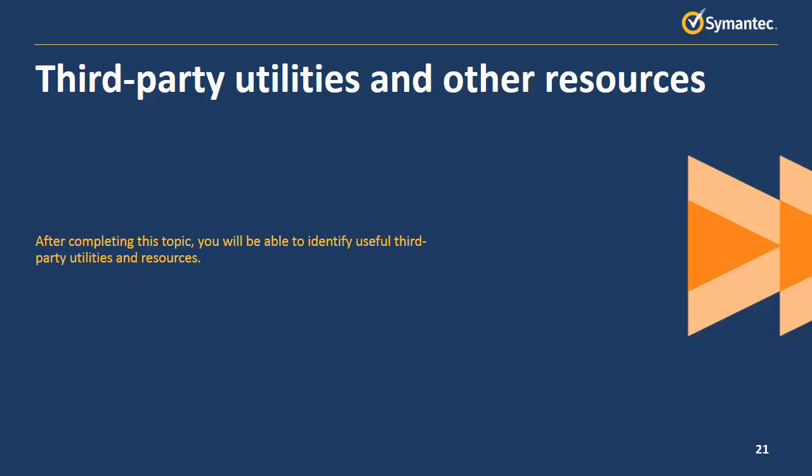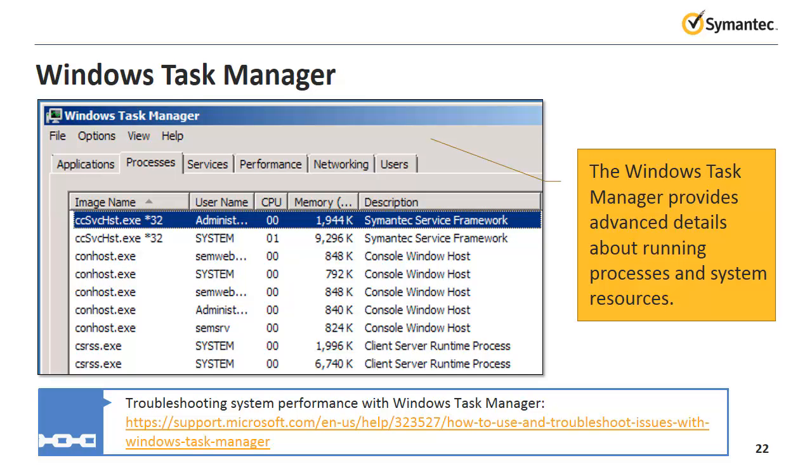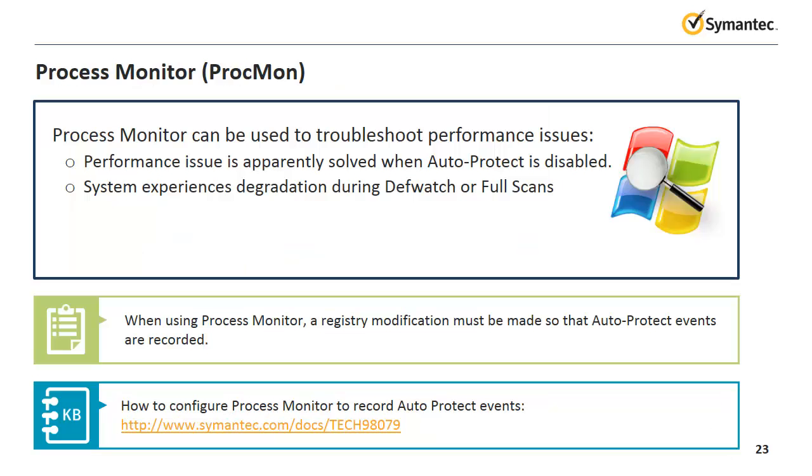In this topic, we'll talk about how third-party utilities can be used to identify performance issues. You can use the Windows Task Manager to check what resources are running and how much memory and CPU the resources are using. Under the Performance tab, use Resource Monitor to learn more about CPU, memory, disk, and network activity. For more information on how to troubleshoot performance with Windows Task Manager, see the Microsoft article listed on the screen.